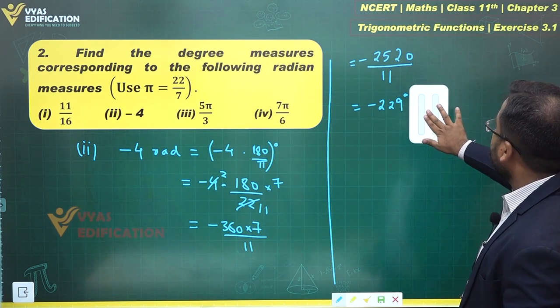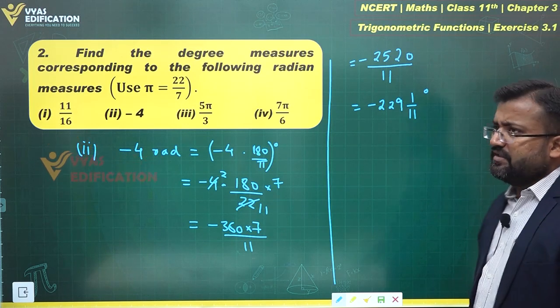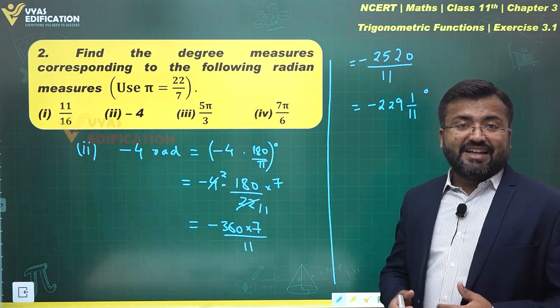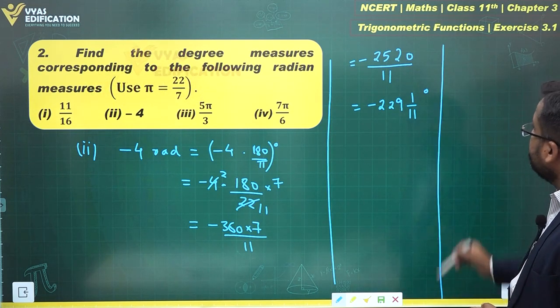229 and 1 by 11 will be extra, right? 1 is the remainder, 1 by 11 degrees. That's one version of the answer. But then 1 by 11 has to be further converted in terms of minutes and seconds. Let's do that over here.